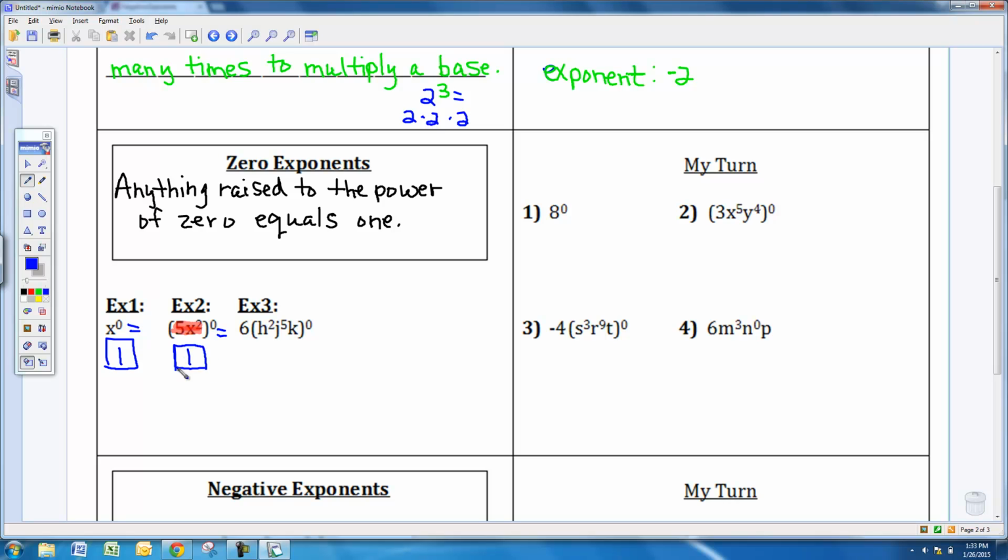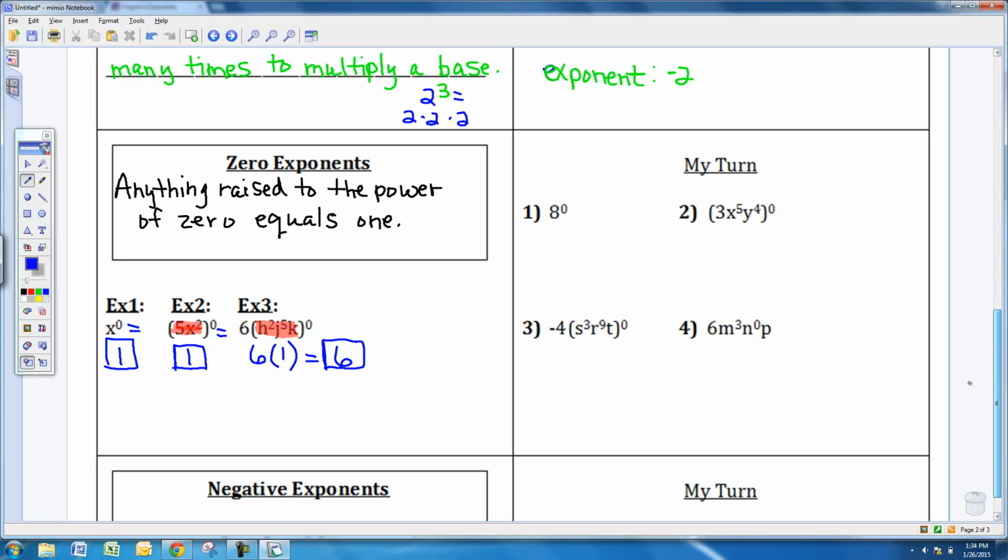Okay, let's look at our next example. In the next example, the only thing not raised to the 0 power is the 6. Everything else, this expression in parentheses here, is raised to the 0 power. So that expression will be equal to 1. Bring down the 6 because it's not raised to the 0 power. Then everything in the parentheses is equal to 1. 6 times 1 equals 6. So you can see how we simplified a very long exponential expression into just one number by applying the zero exponent rule.